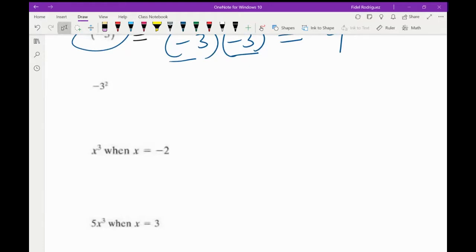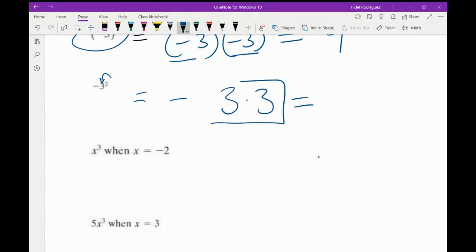And so the next one here, there are no parentheses. I know it's kind of hard to see, but the square is really only on the 3. It's not on the negative. So the way I would actually write this out is -3 times 3. Well, I already know that 3 times 3 is going to give me 9, but this here, y'all, is going to make it a -9.